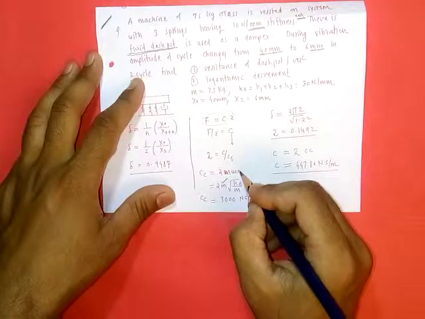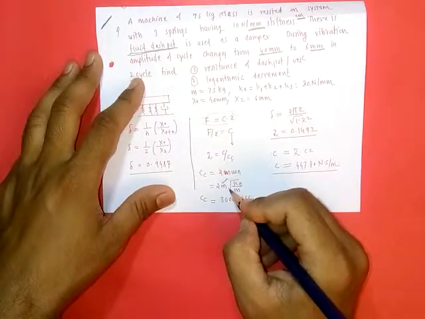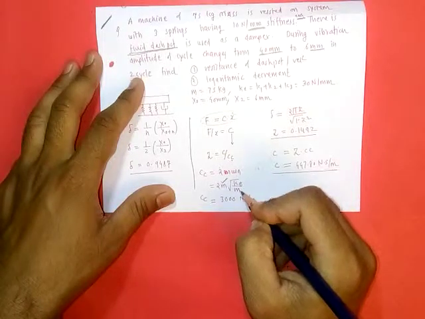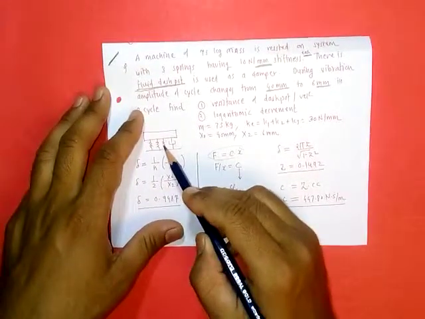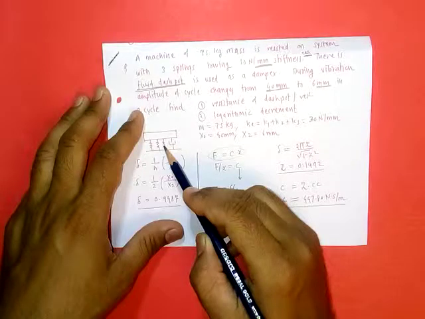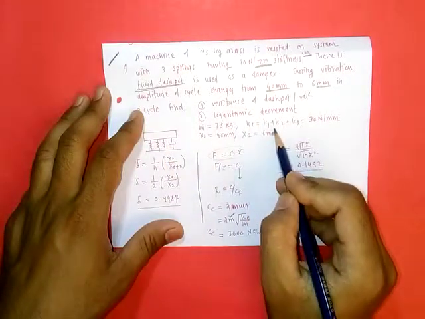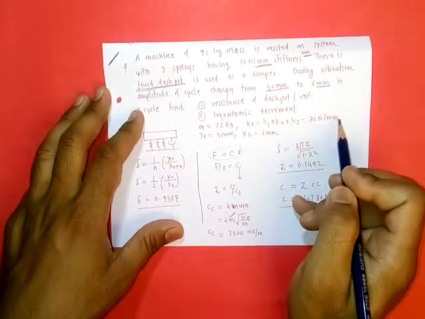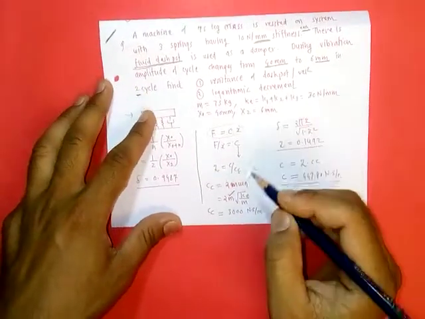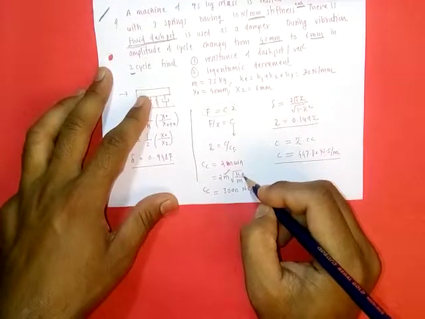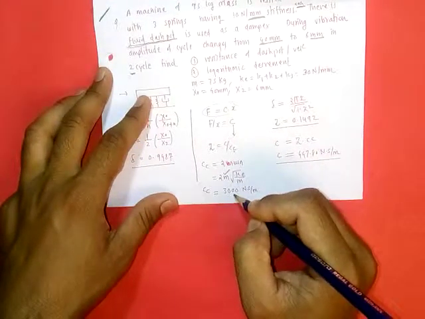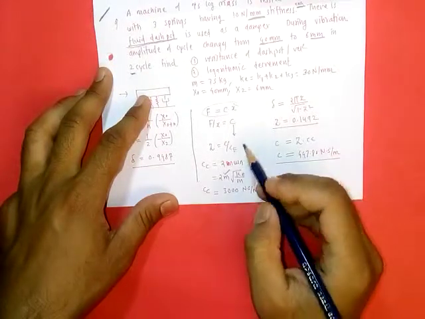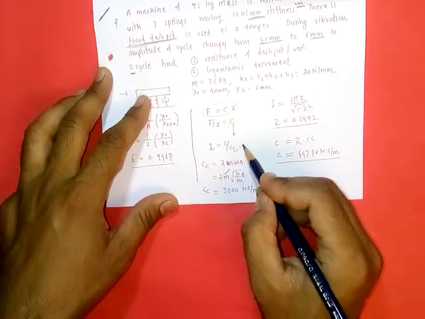2 is a constant, m is given, 75 kg. Omega n can be calculated easily from equivalent stiffness upon mass. As the 3 springs are connected in parallel, the equivalent stiffness is the addition of the stiffness of each, so 30 Newton per mm. Putting this value in the equation, we get Cc as 3000 Newton second per meter. Now we have found the value of Cc.